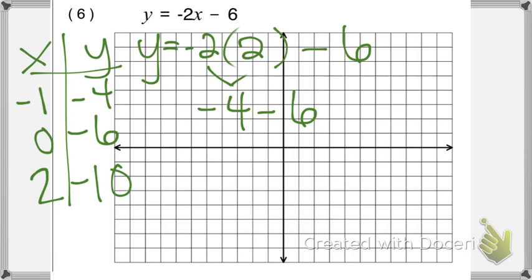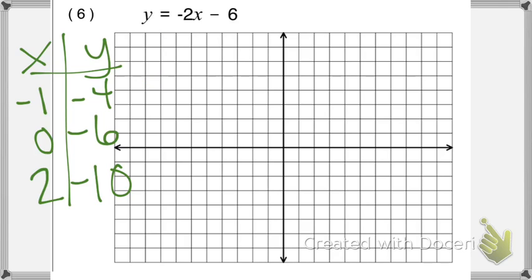Well, that's off my graph, but that's all right. Okay, so I'm going to go left 1 down 4. I'm going to start at 0 down 6. And if I were to go 2 down 10, it'd be somewhere down here. And then I have to show all the solutions by connecting and filling in that line.